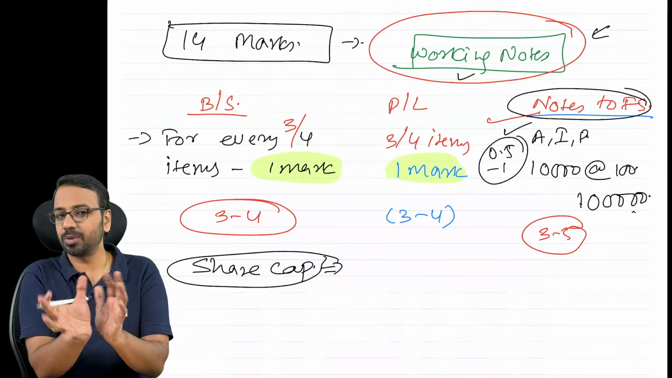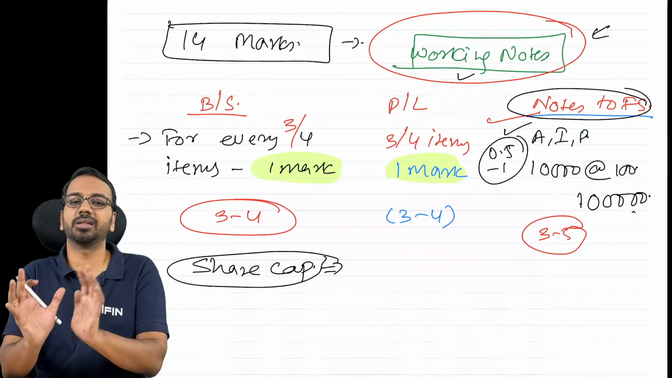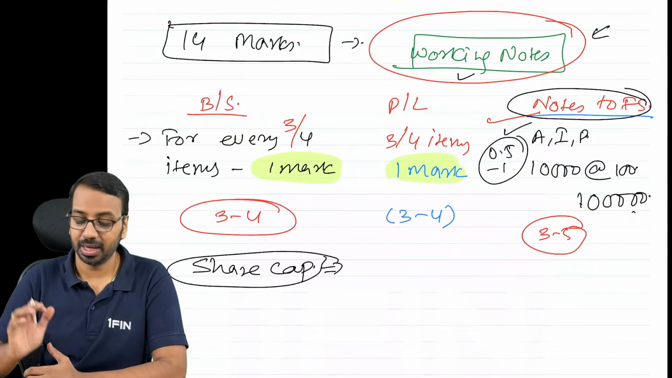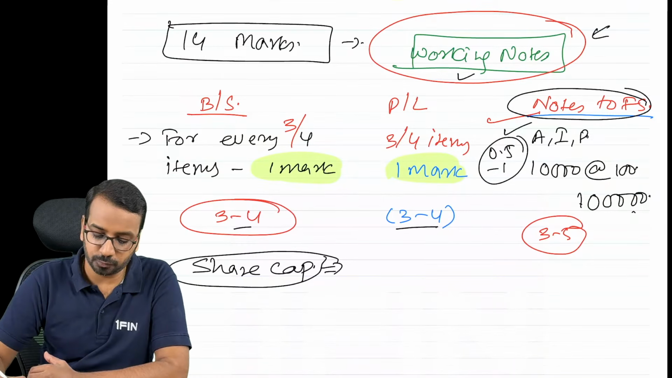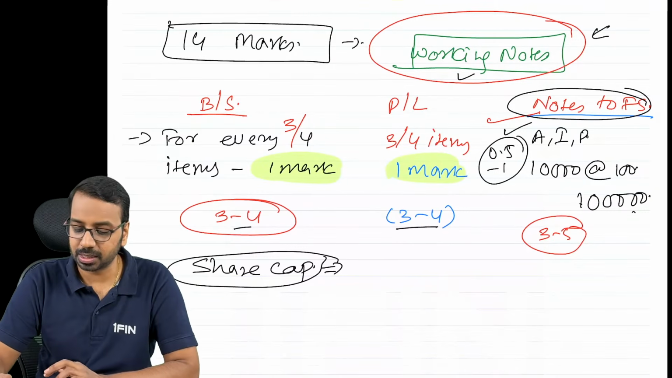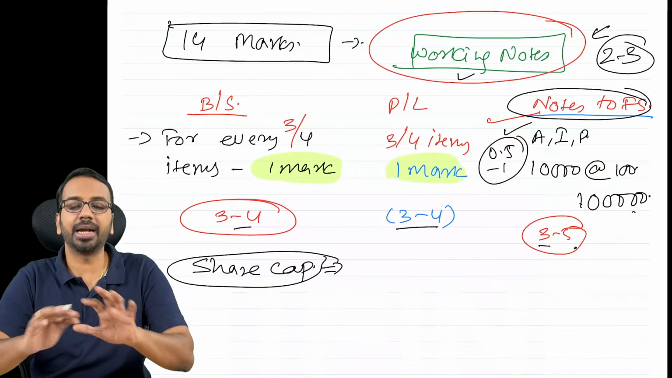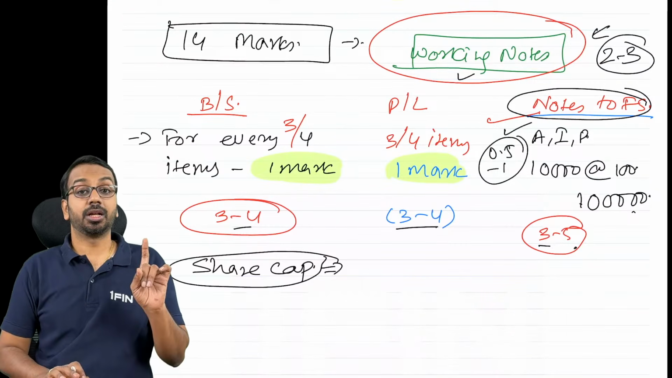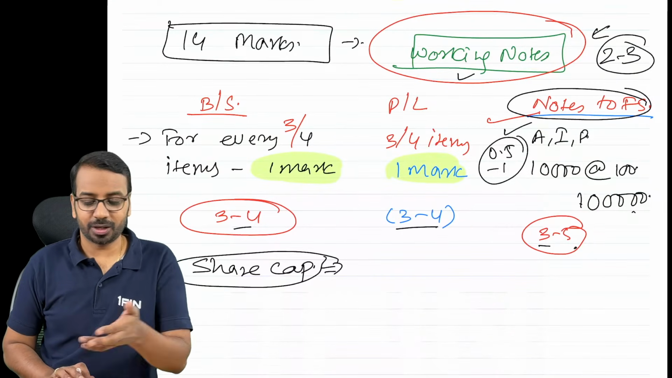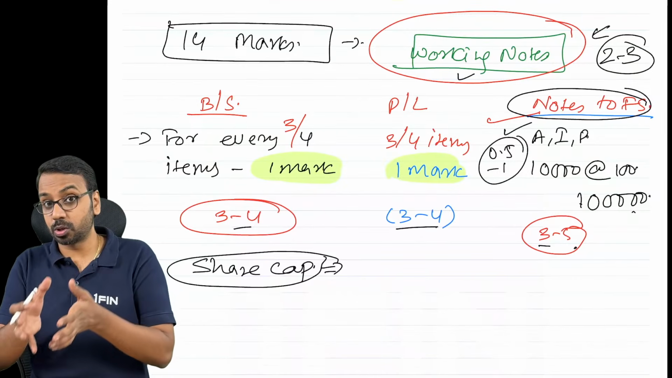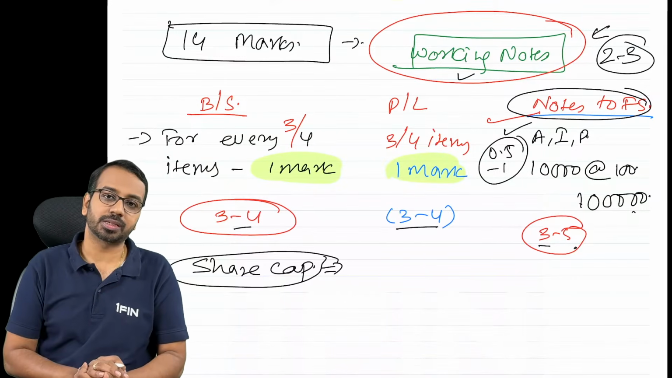Okay. So as we practice, I will tell you how to present these different items. So 3 to 4 marks here, 3 to 4 marks here, roughly about 7 marks. 3 to 5 marks here, and maybe working notes, maybe 2 to 3 marks, depending on the number of items. You may do working notes correctly. For that also you will get 2 to 3 marks. You may have written notes to financial statements. For that you will get marks.